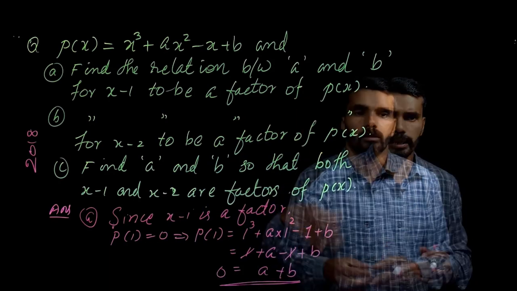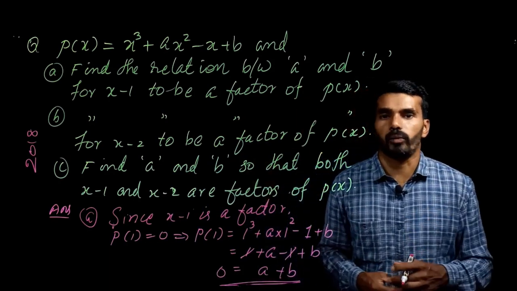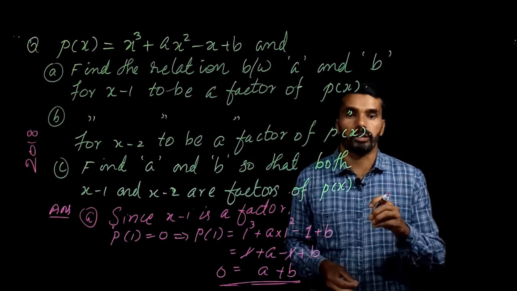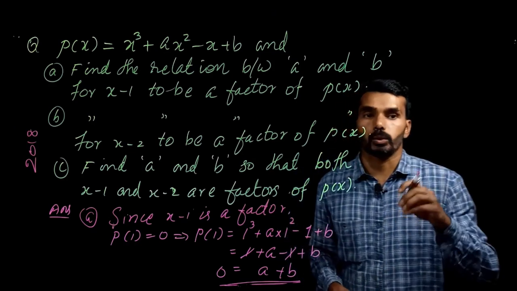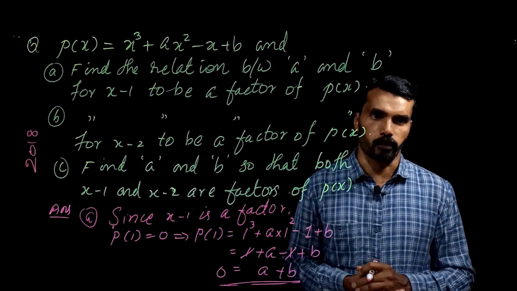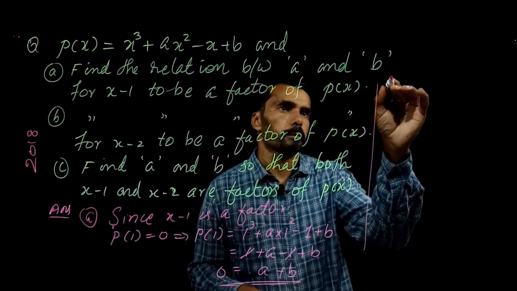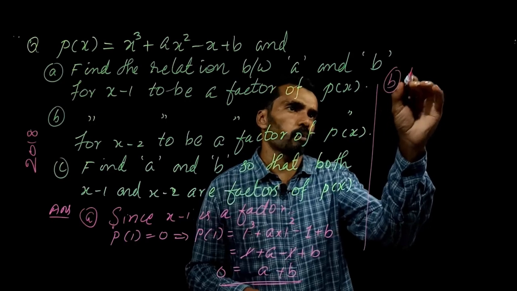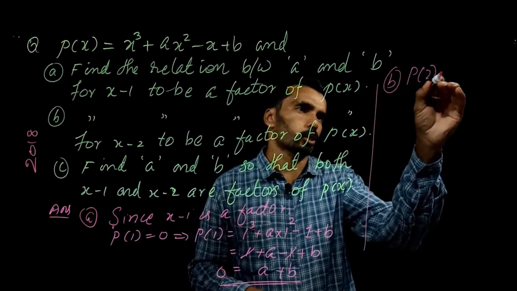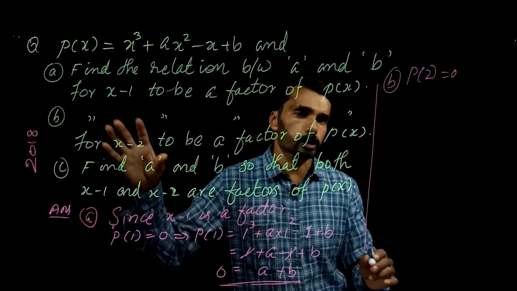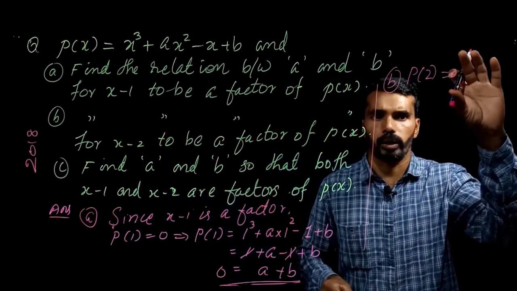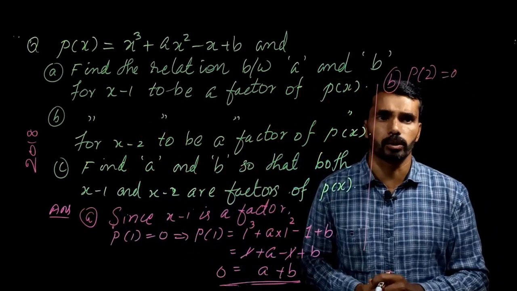Similarly, next we have to find out the relation between a and b for x minus 2 to be a factor of P of x. Same method. Here P of 2 is equal to 0. Since x minus 2 is a factor, we have P of 2 is equal to 0.